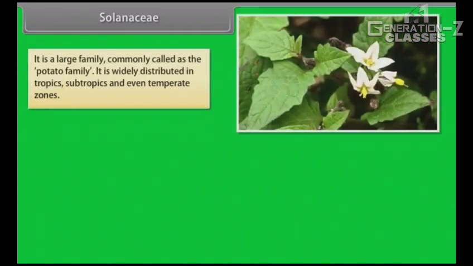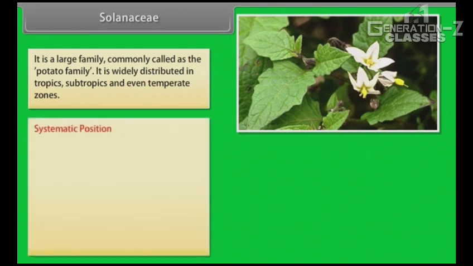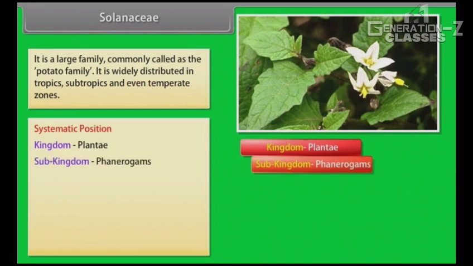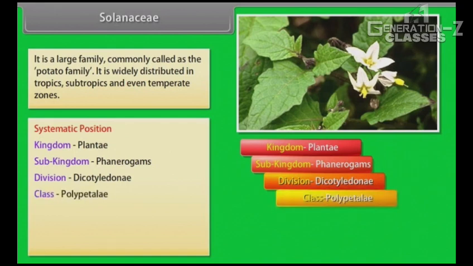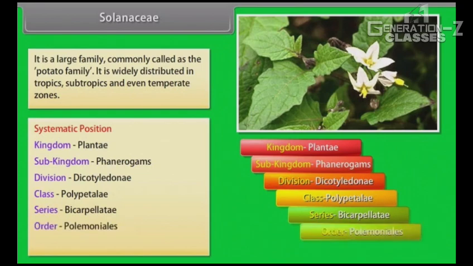Solanaceae. It is a large family, commonly called the potato family. It is widely distributed in tropics, subtropics, and even temperate zones. Systematic position. Kingdom Plantae. Subkingdom Phanerogams. Division Dicotyledonae. Class Polypetalae. Series Bicarpellatae. Order Polemoniales. Family Solanaceae.